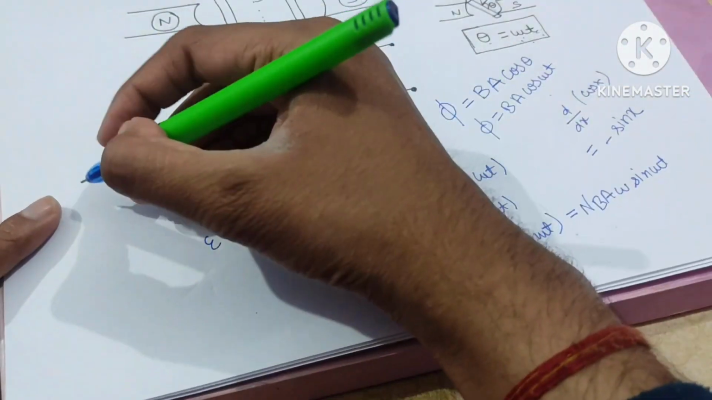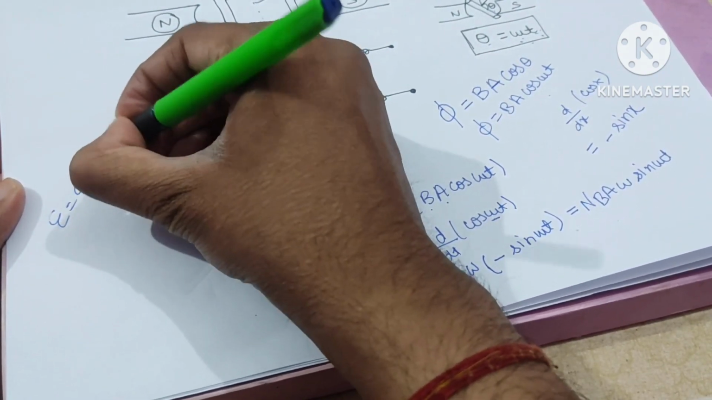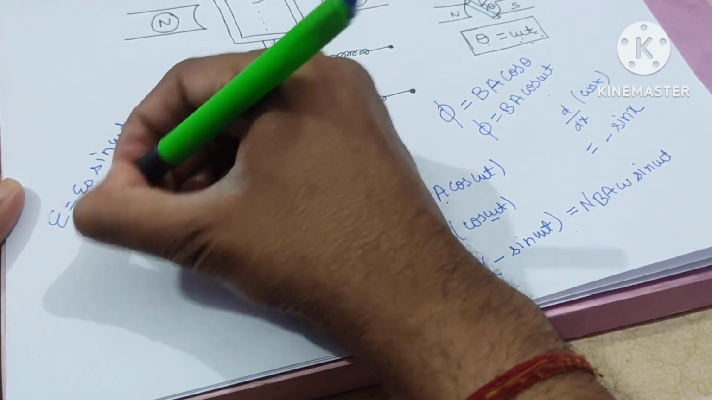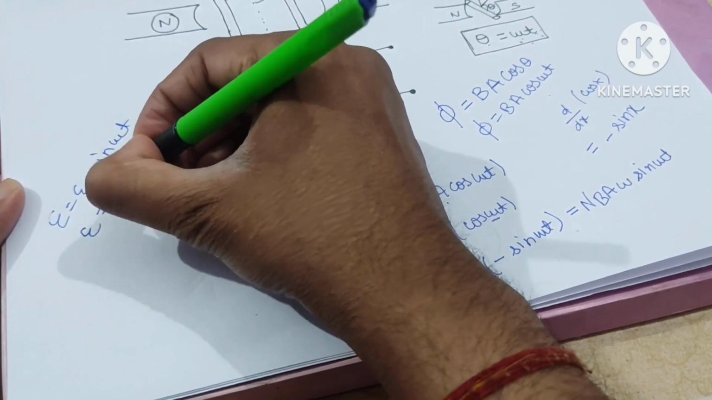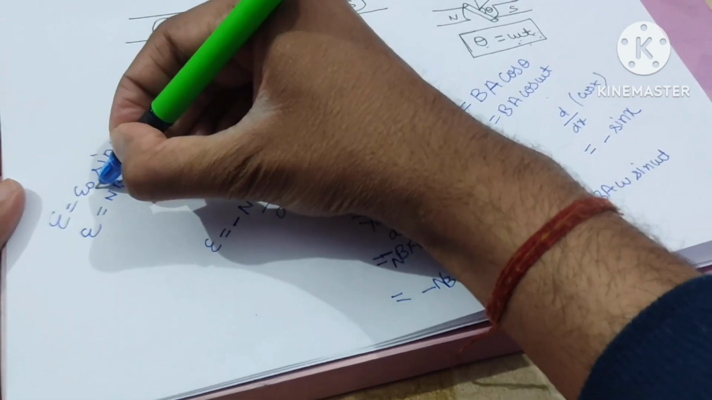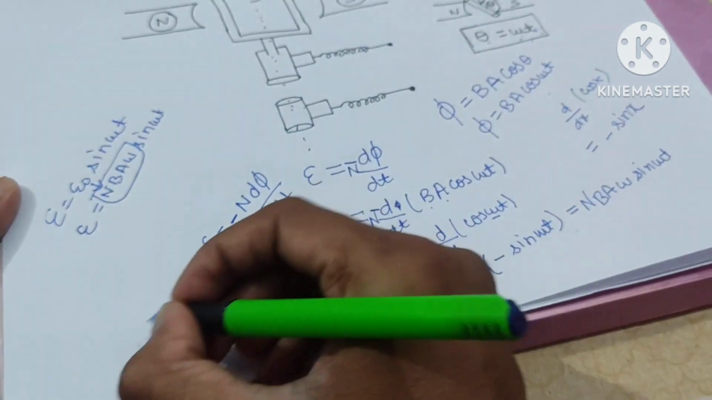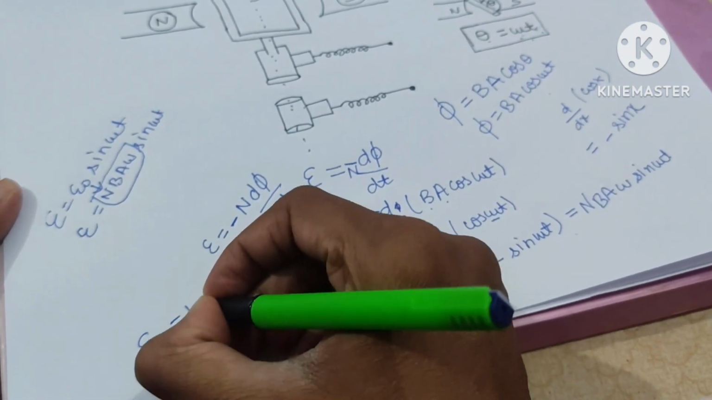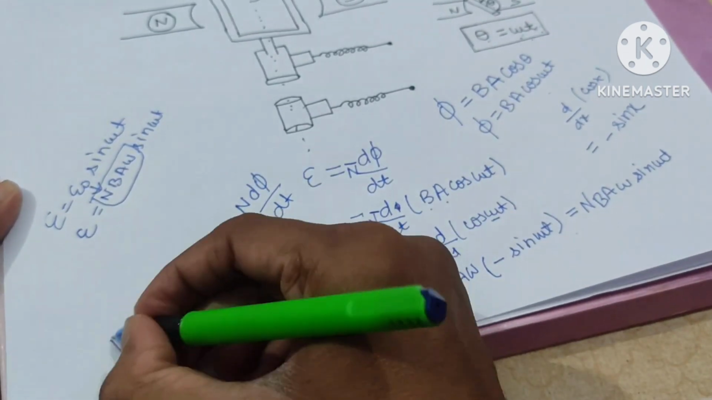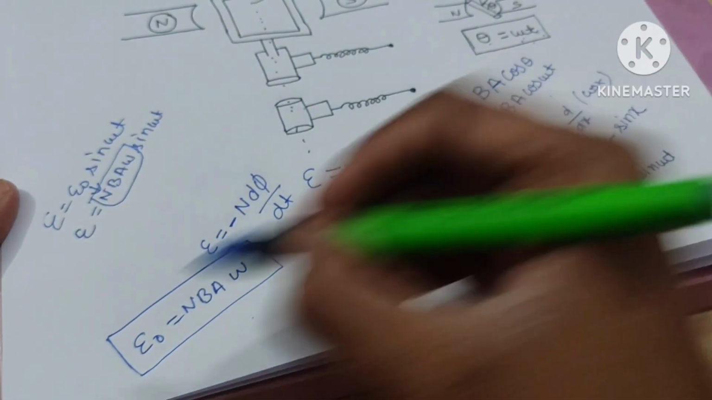So compare this formula, E is equal to E naught sin omega t, with E equal to n B A omega sin omega t. So E naught is equal to n B A omega. So that's it. Thank you.